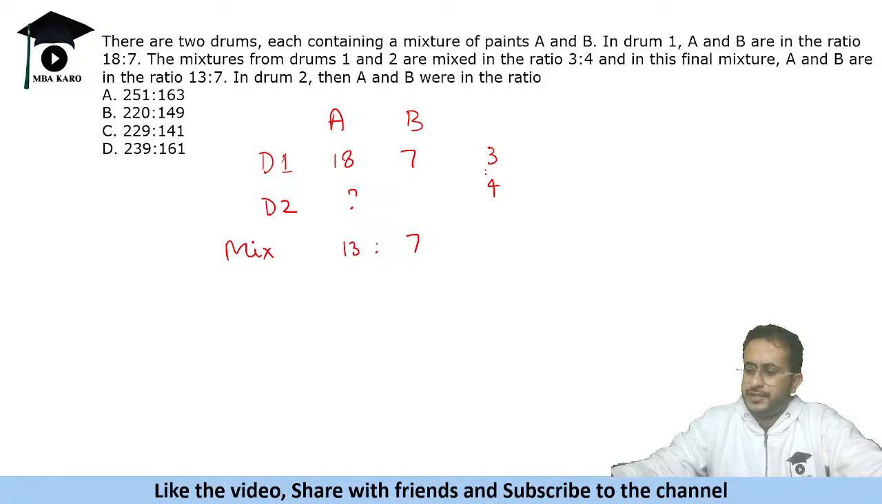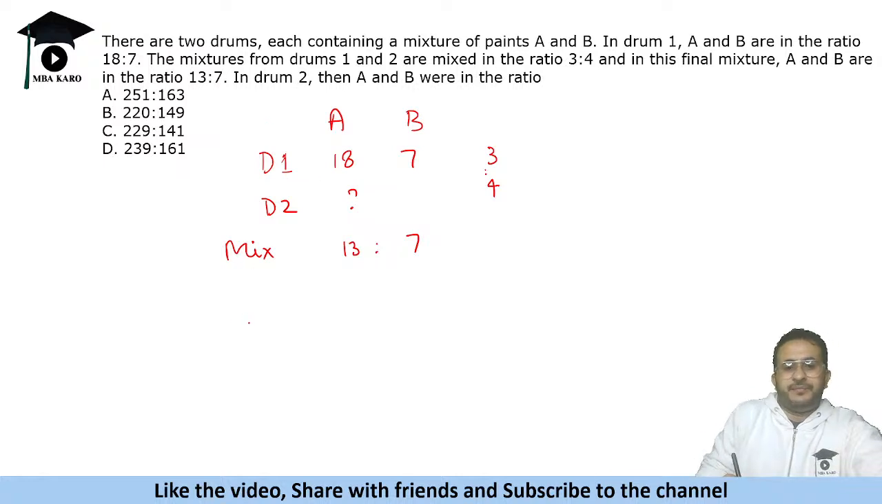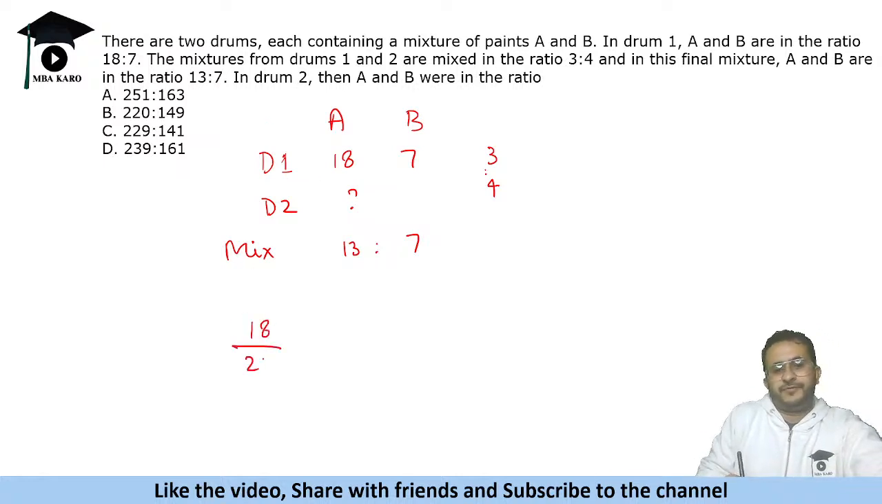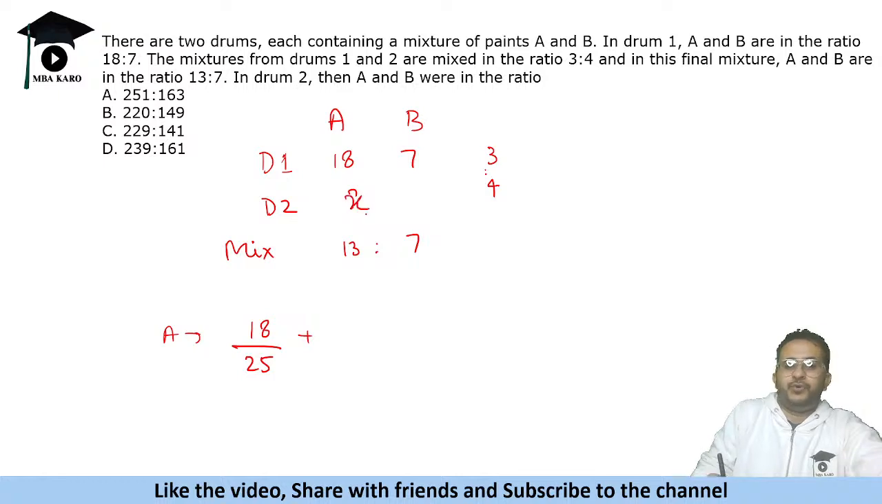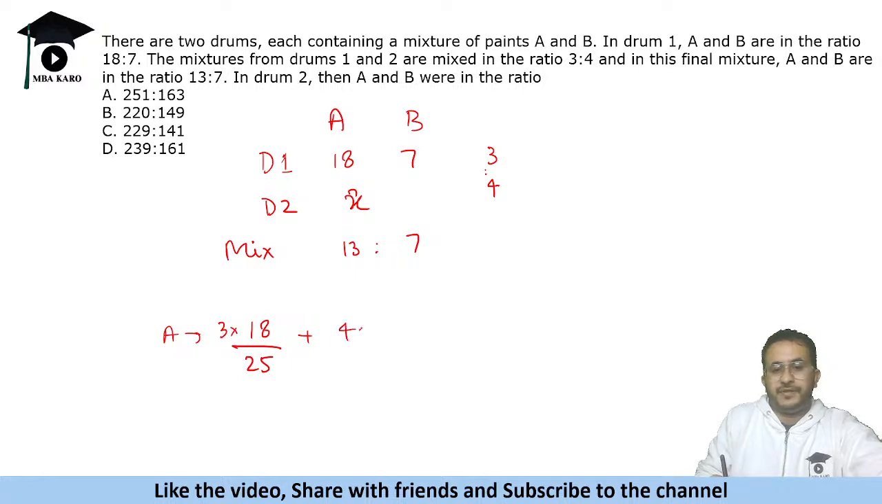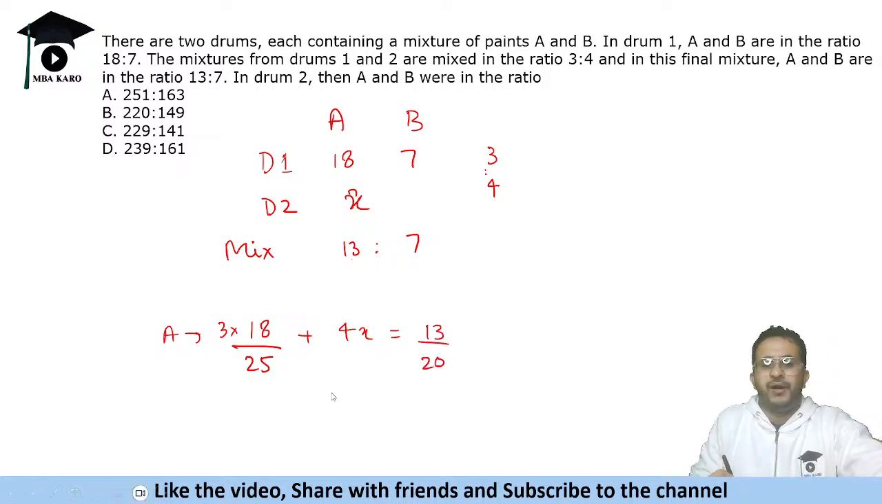So if you see this first one, it is 18 by 25. Okay, so first one is like we can go with A or you can go with B also. Okay, A is 18 by 25. Let us say its portion is X. Okay, so 3 into 18 by 25 plus 4x, the portion becomes 13 by 20. Okay, ये portion बन गया.